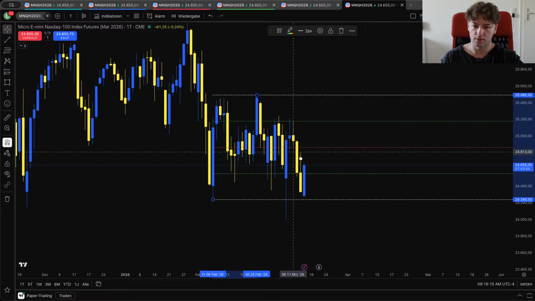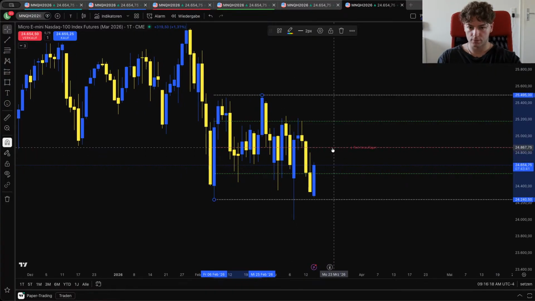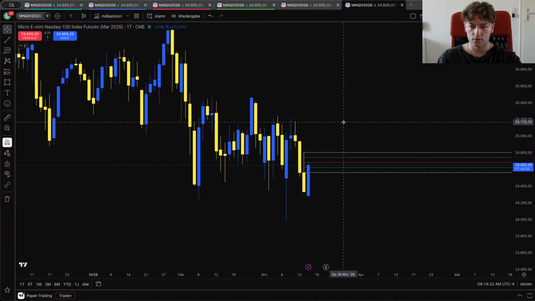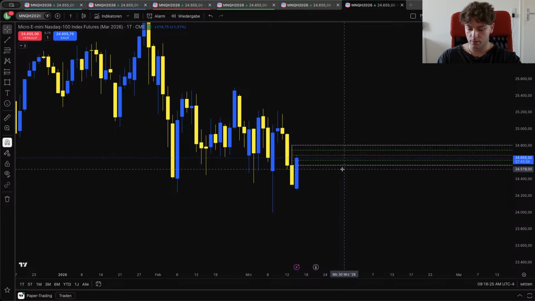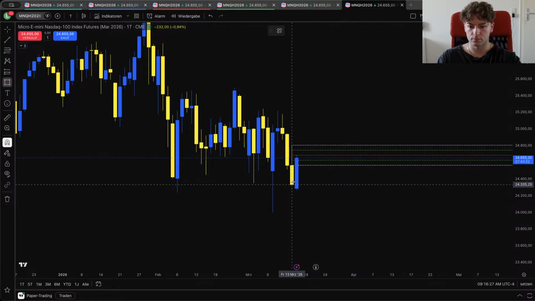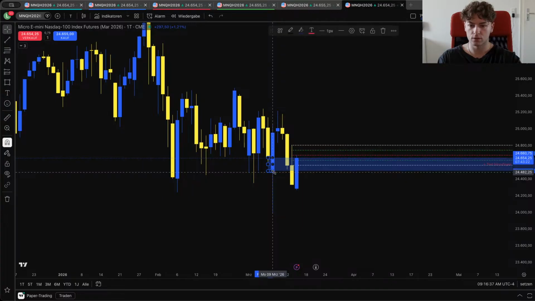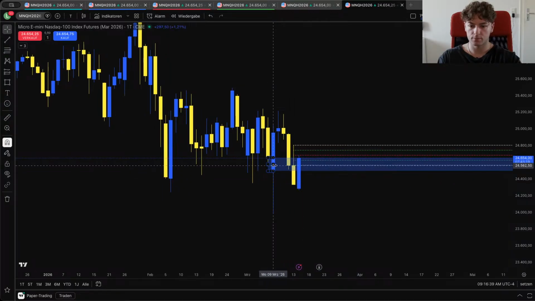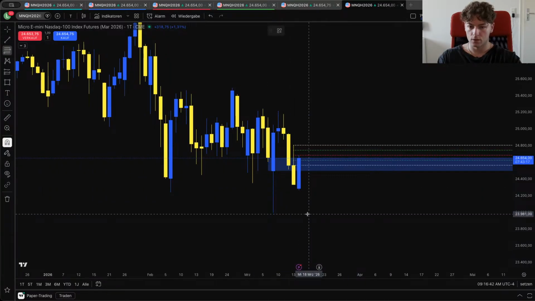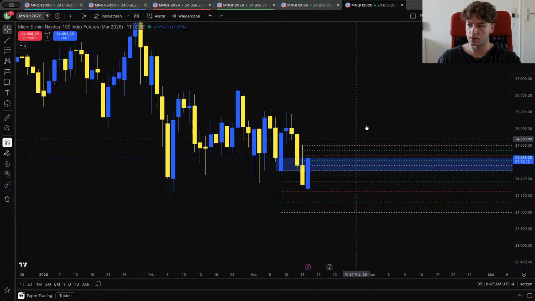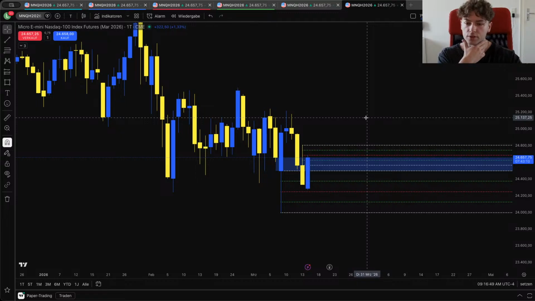So yeah, what I'm monitoring is this wick. Ah, sorry, the wrong one. This new week opening gap and this wick right here. Okay, so these are the levels that I'm monitoring for today.